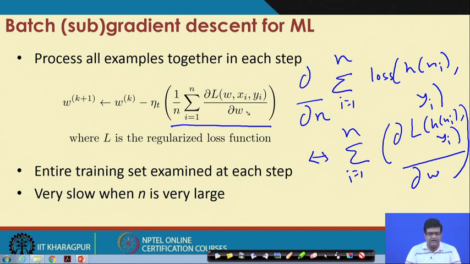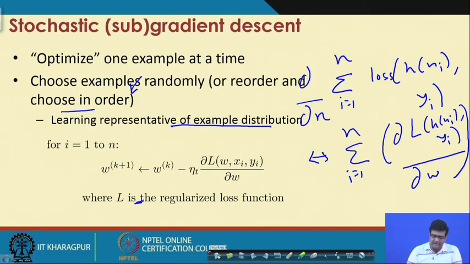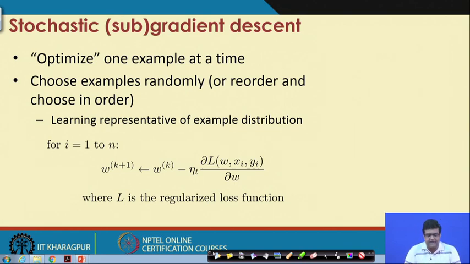Notice that every update, so this k determines an update for the parameters, requires you to calculate this loss over the entire training set. So, over all n you have to calculate the loss. This is very slow when n is very large. So, what is the alternative? We have already looked at it briefly. The alternative is to use the stochastic subgradient descent.